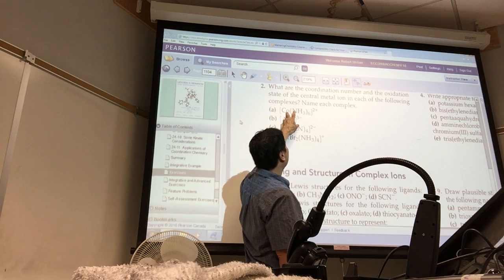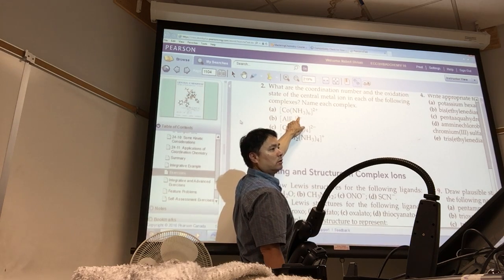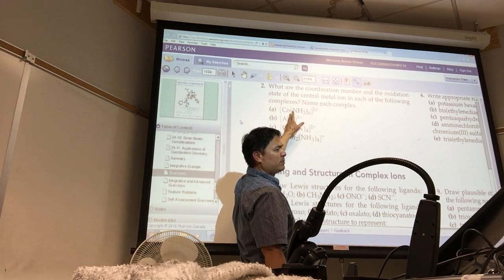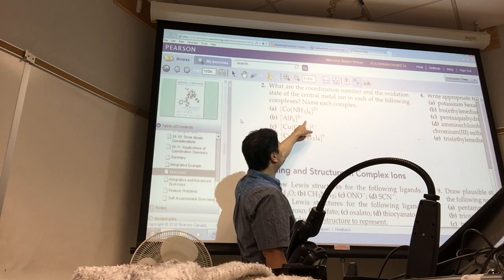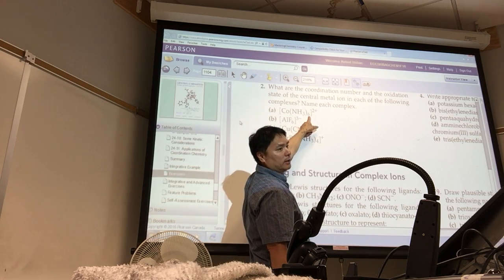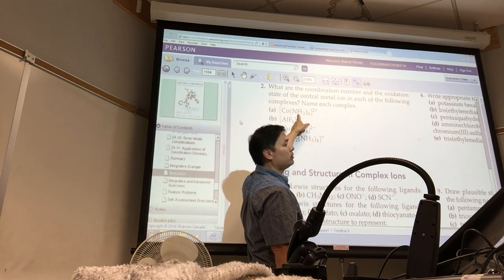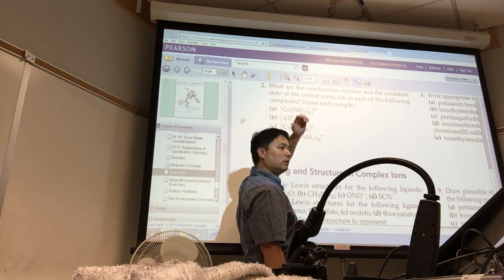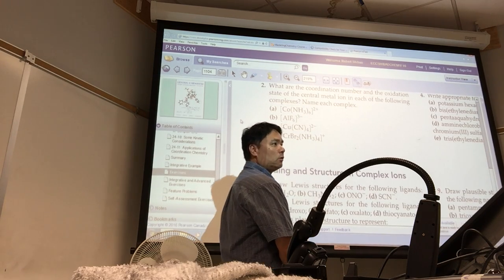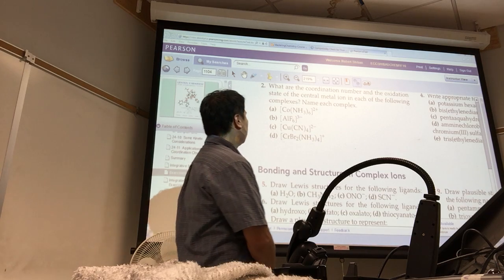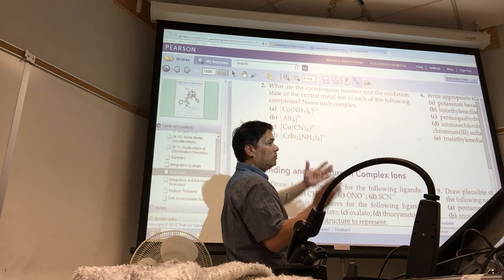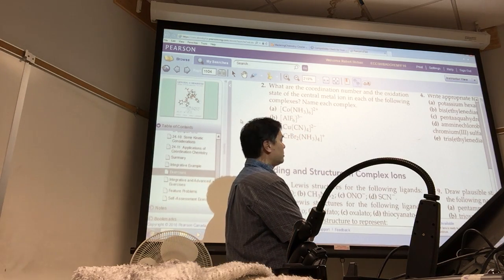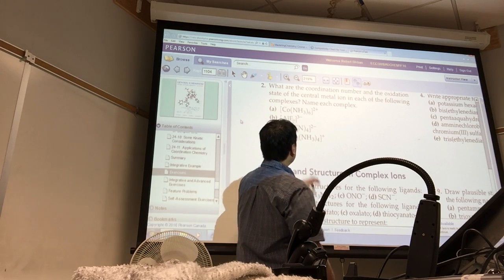You name the metal first or the ligands first? Ligands are always named first. It's backwards. And so 6 is how many? Hexa, and then what do we call NH3? We don't call it ammonia, we call it amine with 1 M or 2 M's? Yeah, this is a 2 M amine. So hexaamine, all one word, no space.